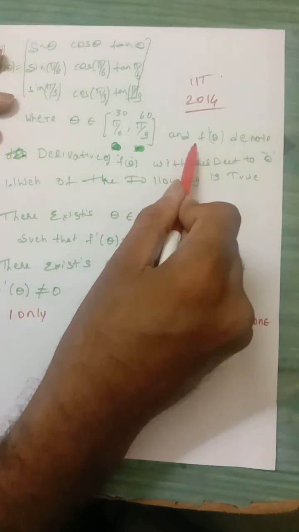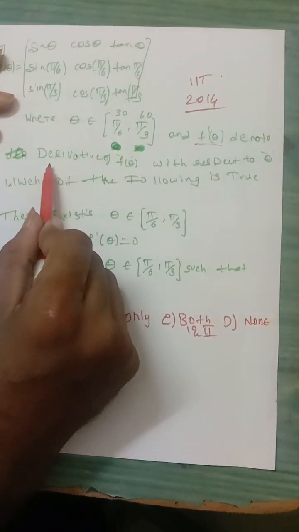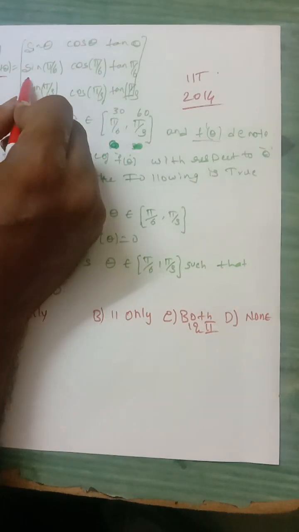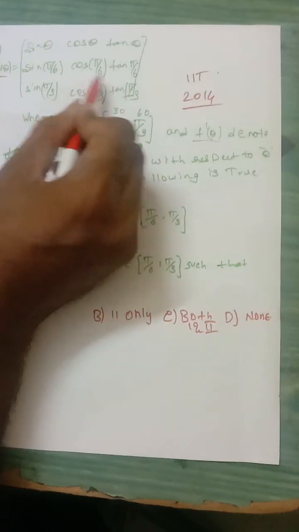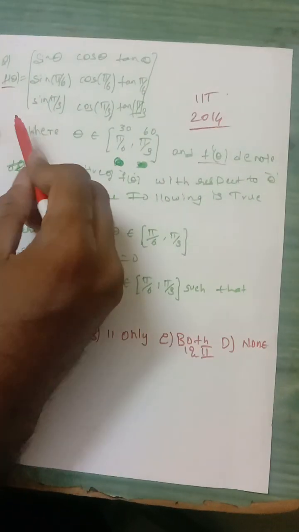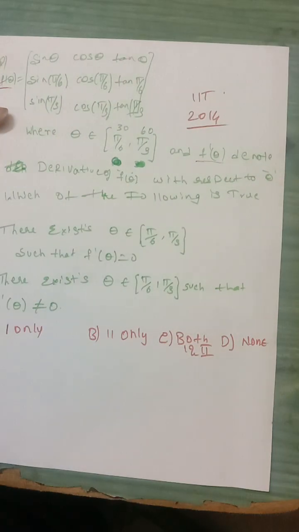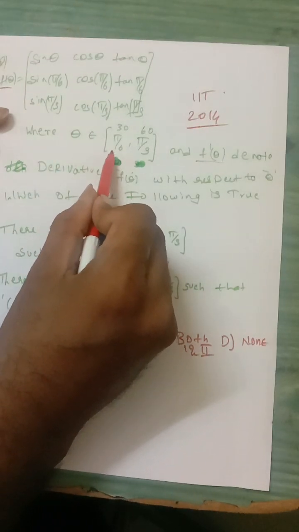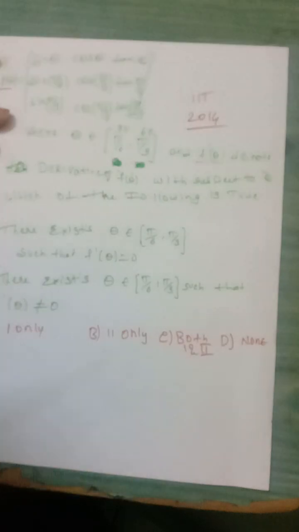Find the derivative f'(θ) of this function. f(θ) is the determinant with rows sin θ, cos θ, tan θ; sin π/6, cos π/6, tan π/6; sin π/3, cos π/3, tan π/3. And the interval is 30 to 60 degrees, that is π/6 to π/3.